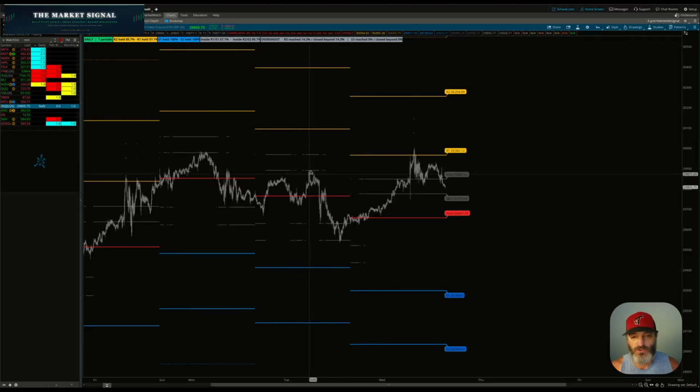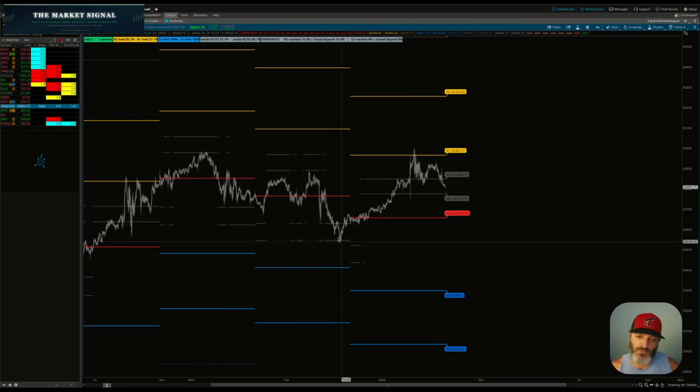We run to the 382 and we reject. Well, we come knifing through the pivot. Where do we find support? 618. Okay. Get a big bounce to the pivot. That's our target. We come back down, doesn't hold, uses that as resistance.